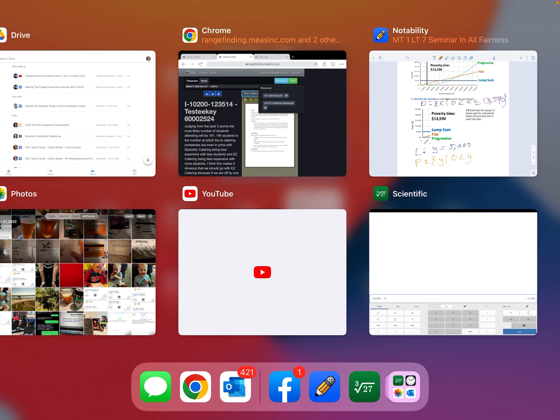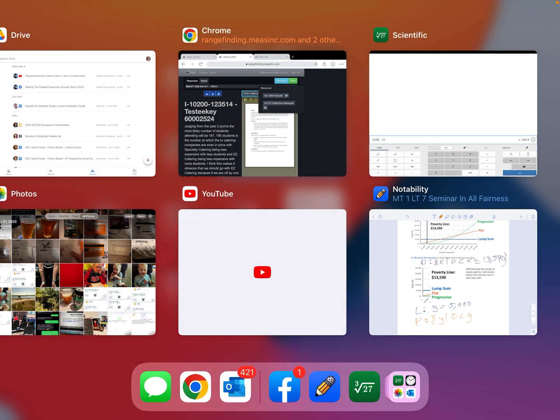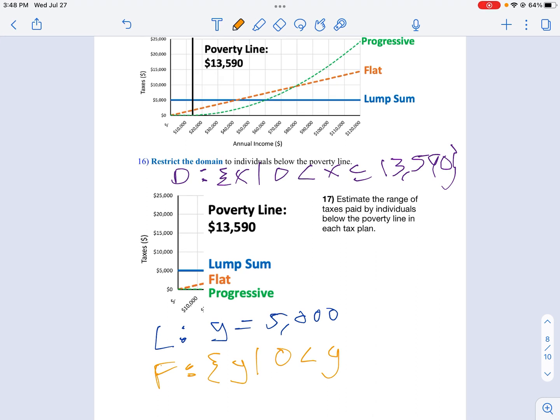$13,590. So if I bring it back up here, if I go $13,590, I'm going to go up to $1,630.80. So that's going to be less than or equal to $1,630.80. Kind of wrote too big there.